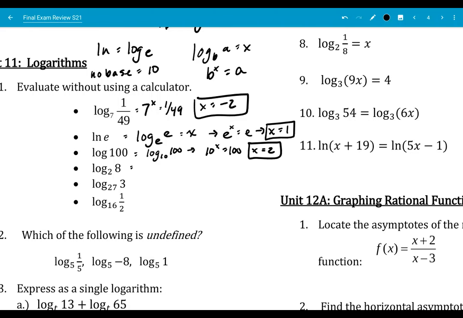So log base 2 of 8. So 2 to what gives me 8? That's going to be 3 because 2 cubed is 8.